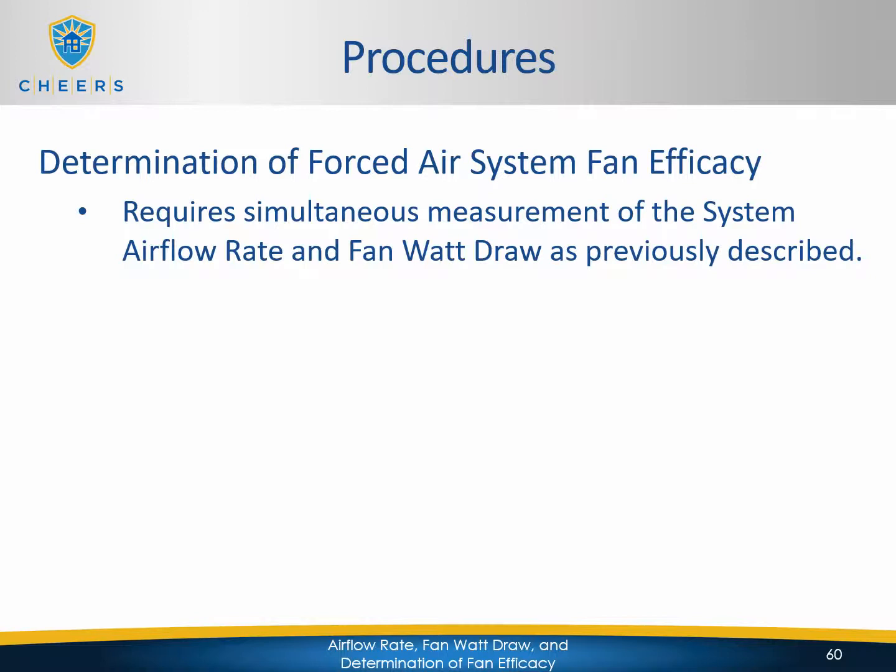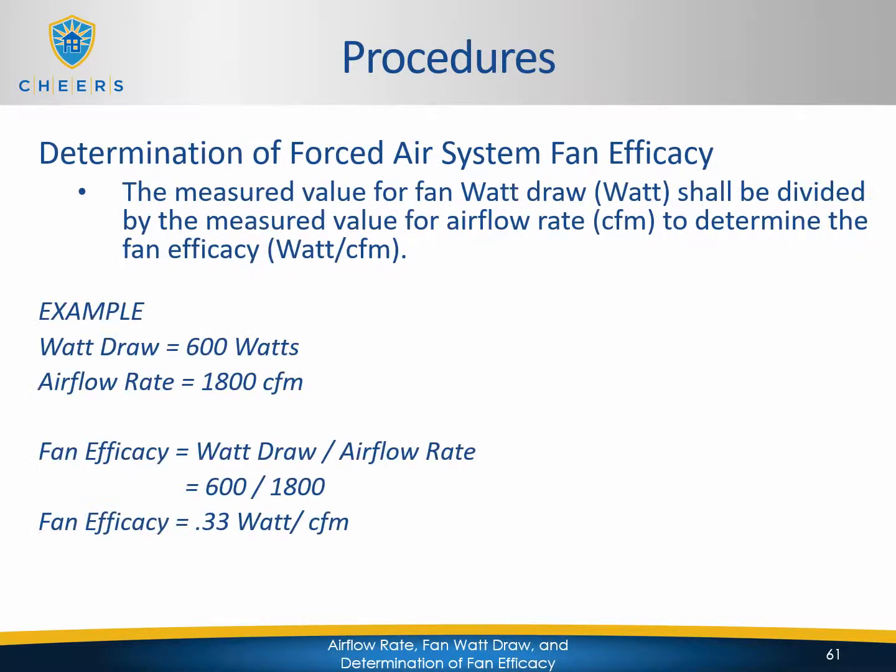In order to determine the forced air system fan efficacy, we're going to have to compare the actual system airflow of CFMs with the watt draw that we measured earlier as well. So this requires simultaneous measurement of the system airflow rate and watt draw as previously described. In this particular example, the watt draw is 600 watts and the airflow rate is 1800 CFMs. All we're going to be doing is dividing the watt draw by the airflow rate, which is 600 watts divided by 1800 CFMs. That gives us a fan efficacy of 0.33 watts per CFM.